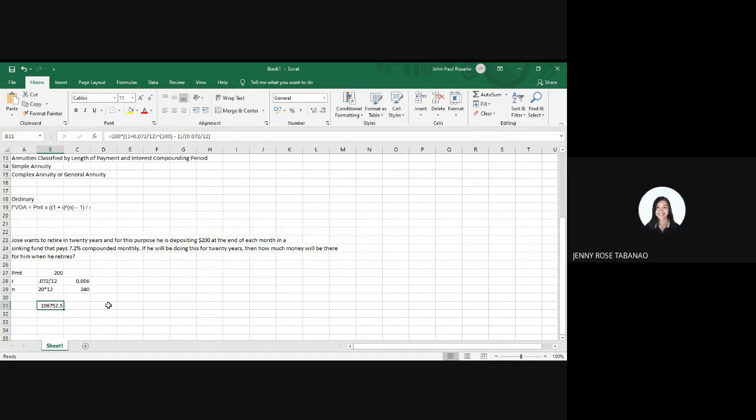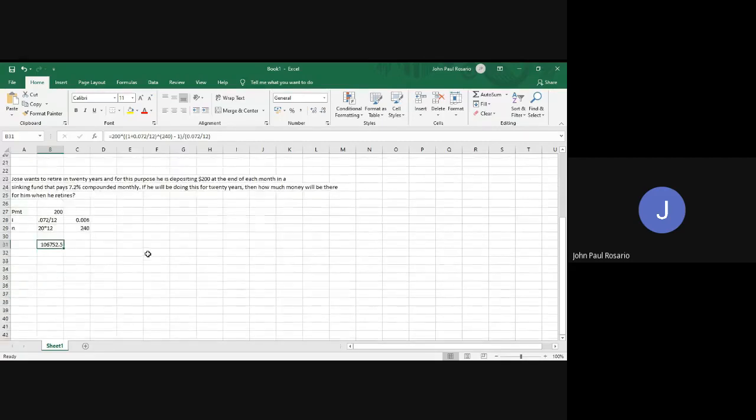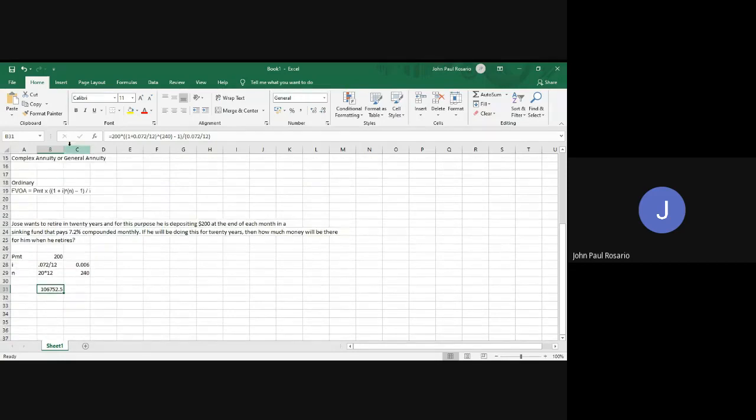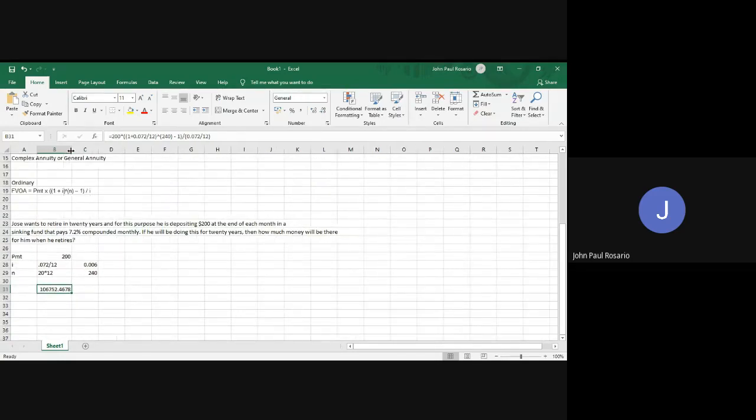Now, using this information, let's try to manipulate the formula. And let's see if we can still get the same answer. So, what if the question is the payment? We now know that our future value is this one. What if the question is the amount of payment? So, can somebody type sa chat unsa ang formula for payment?